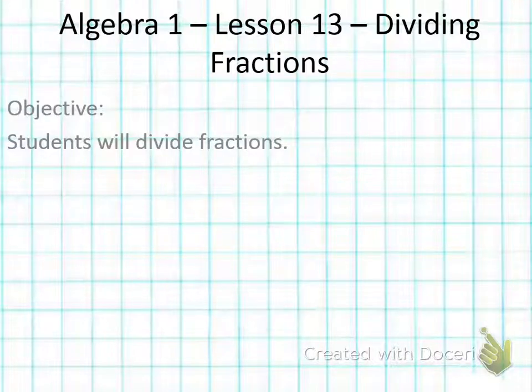Alrighty, this is lesson 13, dividing fractions. This is a continuation, so we're big picture. We learned how to add, subtract, divide, multiply numbers. Now we're learning how to add, subtract, multiply, and divide fractions. Okay, so today we're specifically dividing fractions, and dividing fractions is very similar to multiplying fractions.